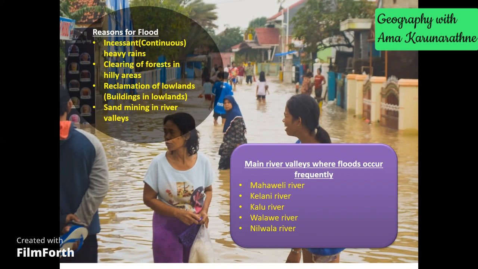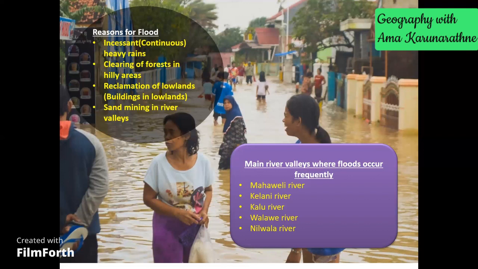Then they get collected there in the lowland, and eventually they get absorbed into the soil. So when we build buildings on these lowlands, where could this water go? It goes to the lowland, but when we have built constructions on the lowland, of course the buildings that have been constructed there get affected by floods.